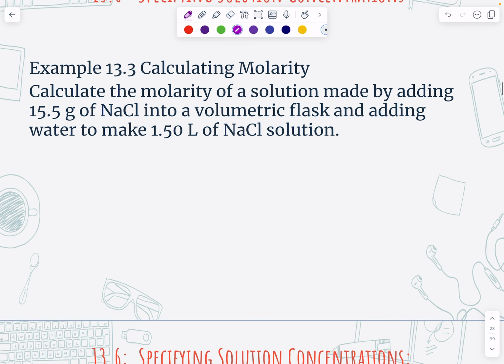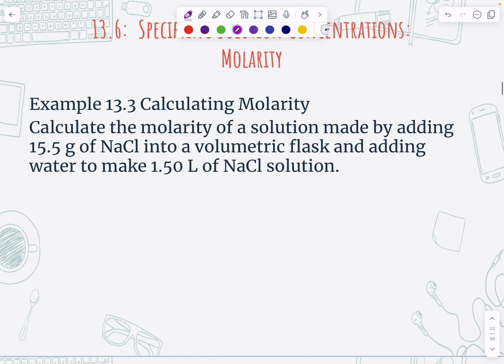And so all the problems that we're going to do for the rest of the notes today are going to be using these formulas. Molarity equals moles per liter, and just reading the question, substituting what we know, and solving for what we don't. So calculate the molarity of a solution made by adding 15.5 grams of NaCl into a volumetric flask and adding water to make 1.5 liters of solution.